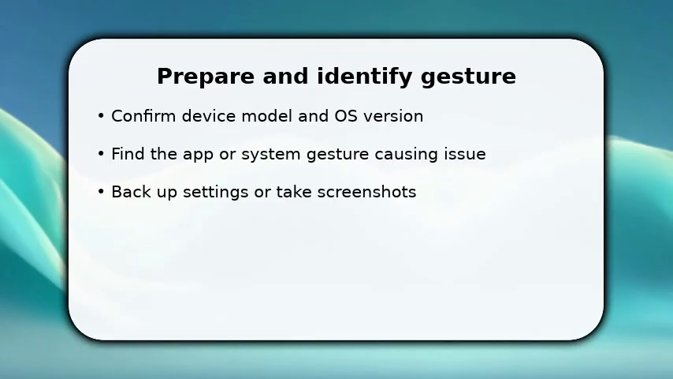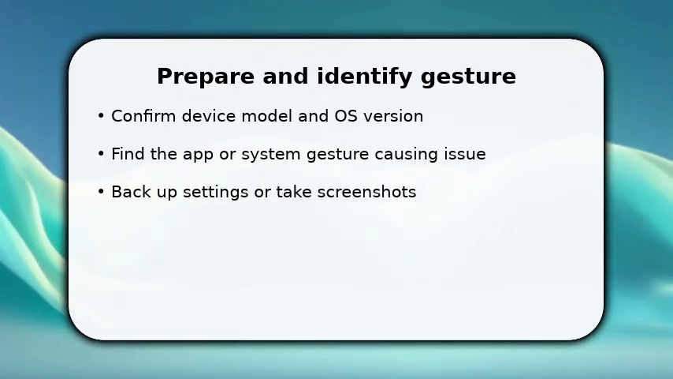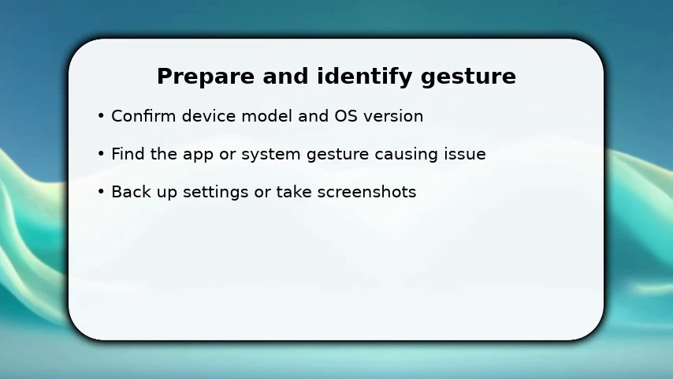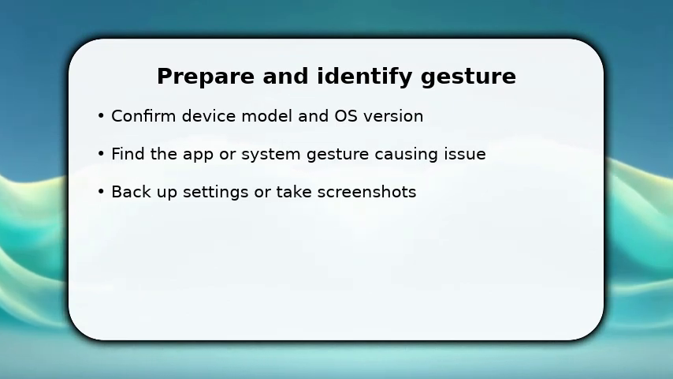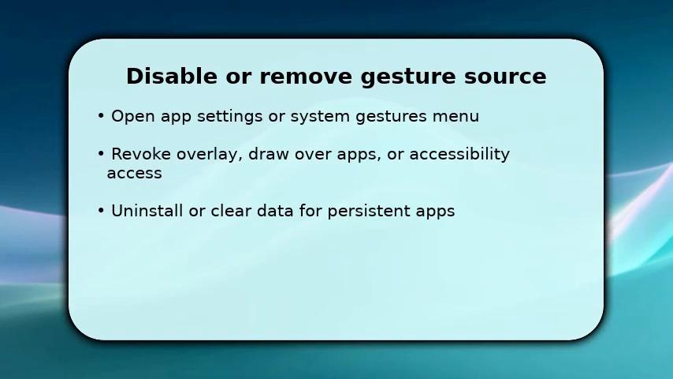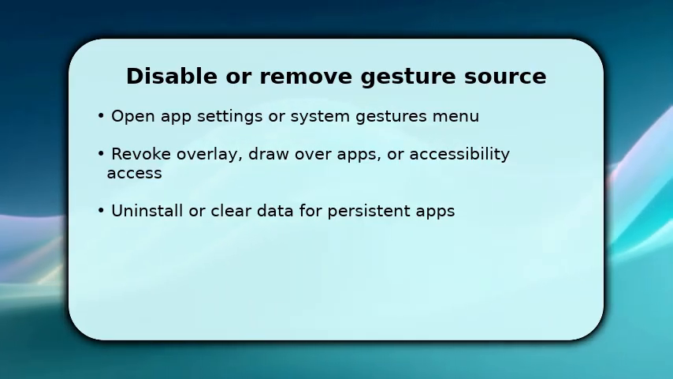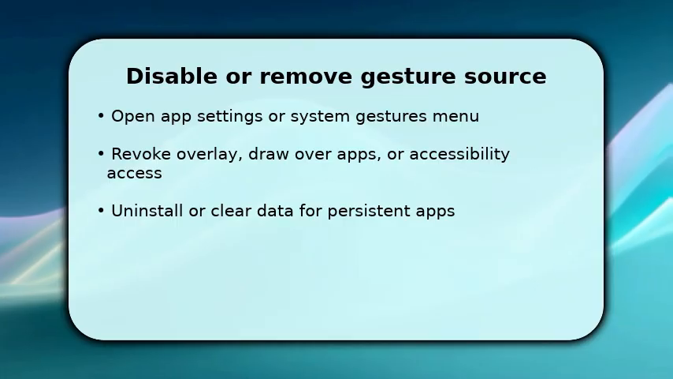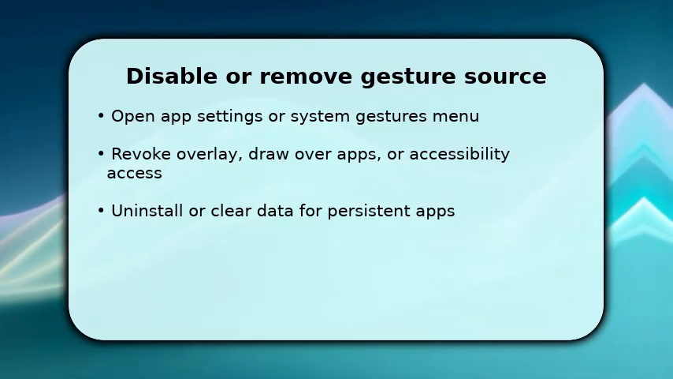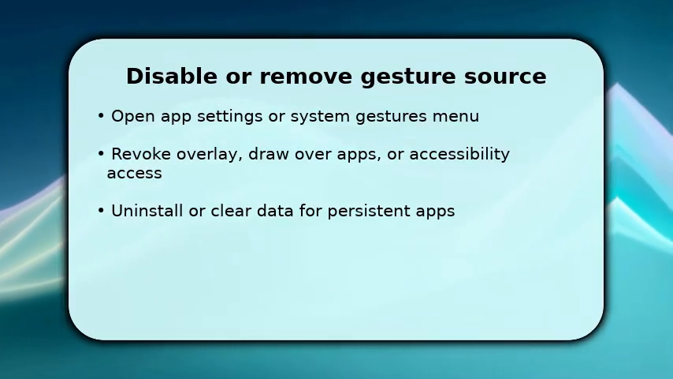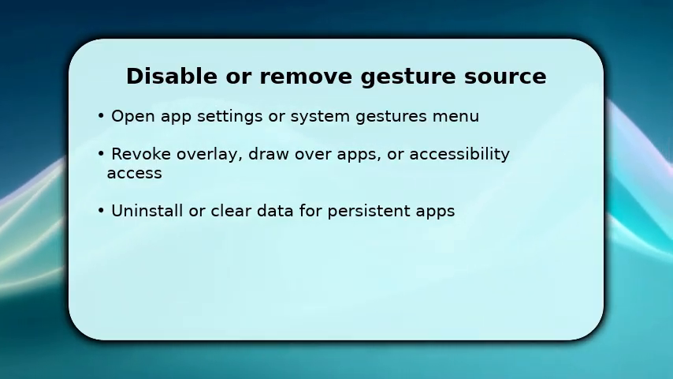Now open the settings area where gestures are managed or the app that registered the gesture and prepare to change permissions or remove the trigger. You will now remove the gesture by targeting its source. Start in Settings, Apps or Gestures, locate the app and revoke permissions like Draw over other apps or Accessibility access because those enable persistent gestures.